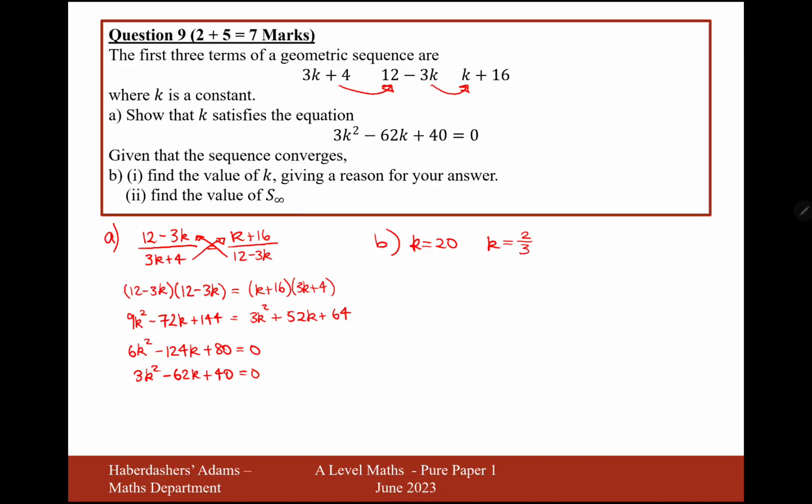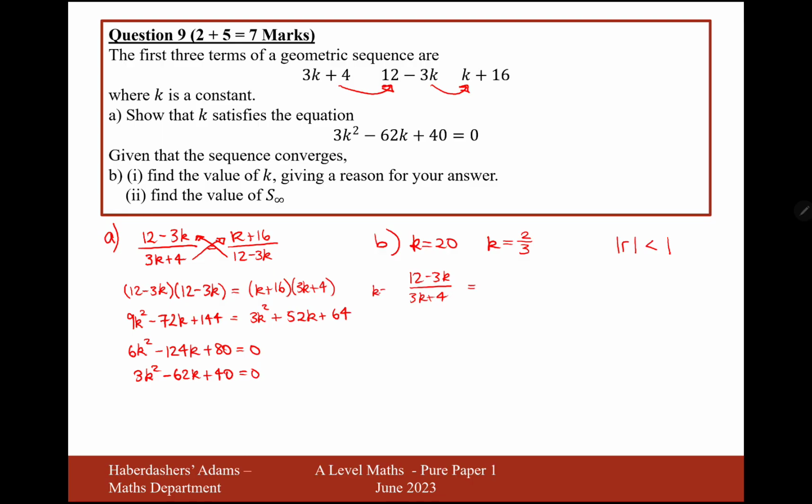Okay, now we need to decide which of those two is going to satisfy the result that this is a sequence that converges. For a sequence that converges, we need the modulus of r to be less than 1, i.e. the ratio to be less than 1. How do we work out the ratio? Well, it's either of these terms on the left or the right hand side.